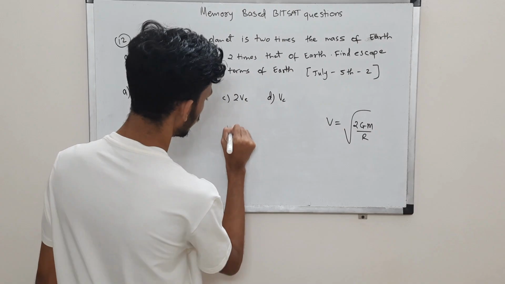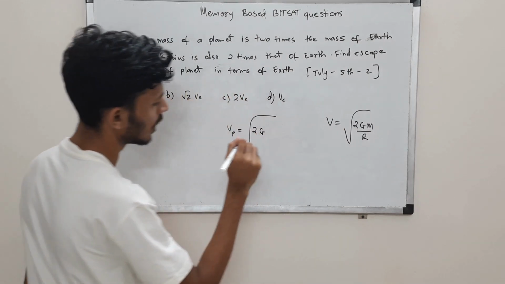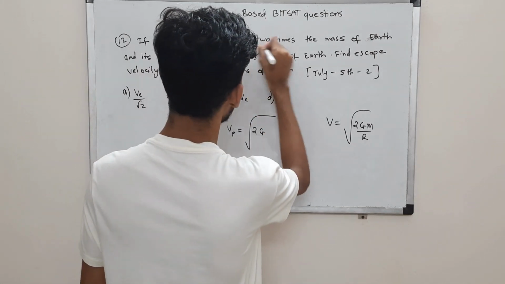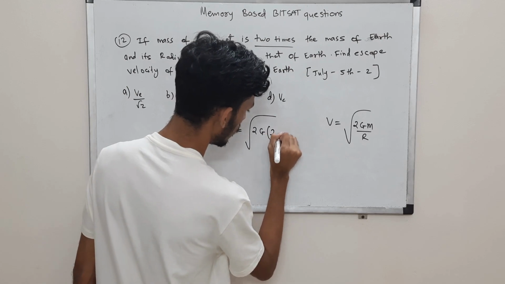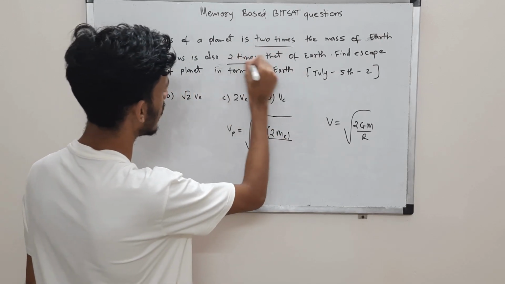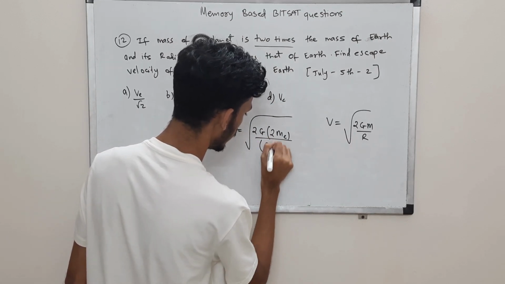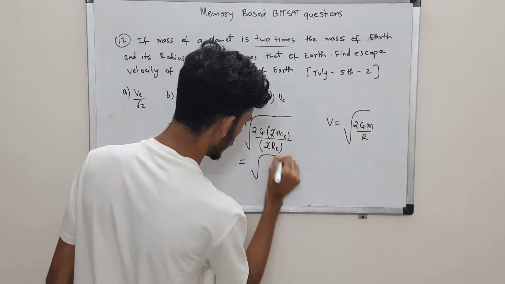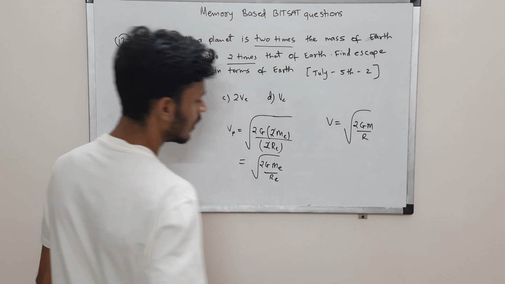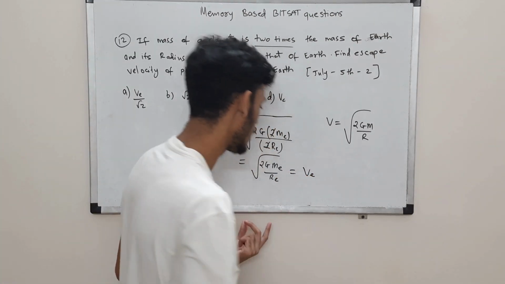So the escape velocity from this planet will be under root 2G. G is constant, mass is the mass of the planet, which is 2 times mass of Earth. The factors are cancelling out each other, and radius is also 2 times radius of Earth, so these 2 factors will cancel. So basically you will have 2GMe by re, which is for planet Earth, right? It's simply the escape velocity of Earth.